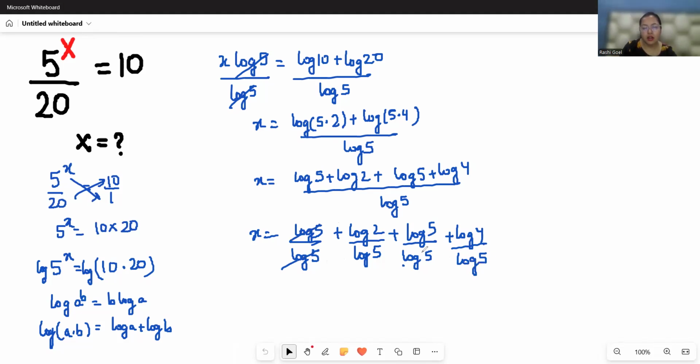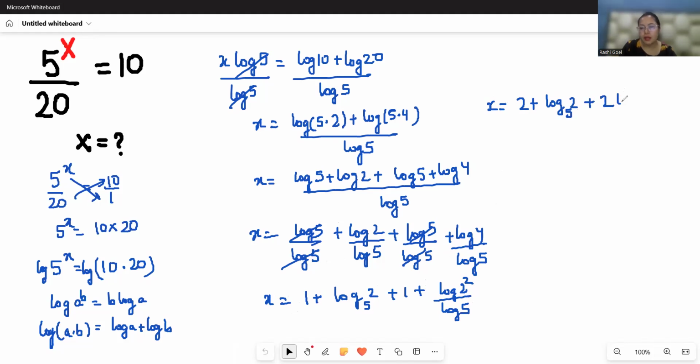So this will cancel out. So x = 1 + this we can write as log 2 with base 5 + 1 + log 4 we can write as log 2^2 / log 5. So x = 1 + 1 is 2 + log 2 with base 5 + this becomes 2 log 2 with base 5.